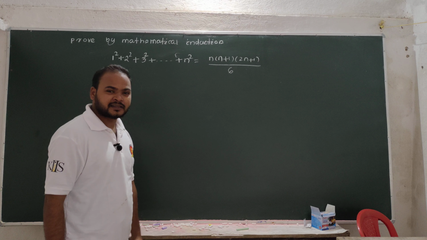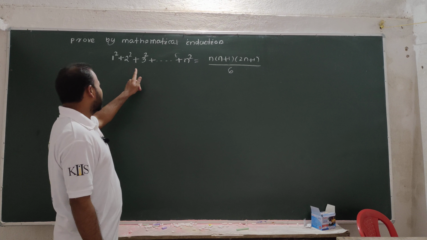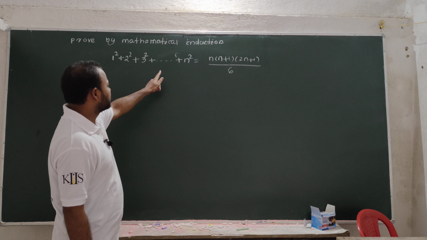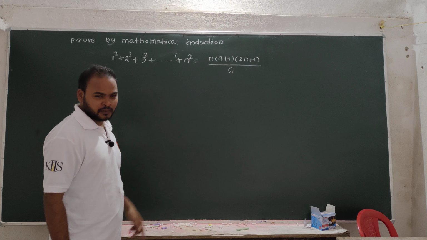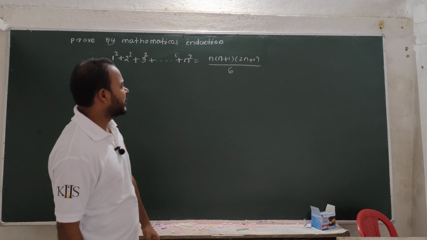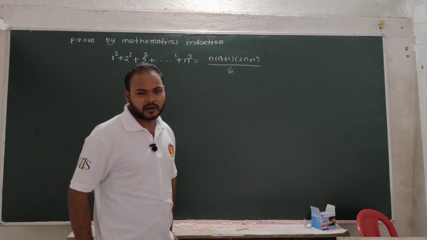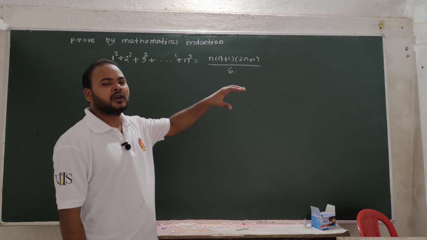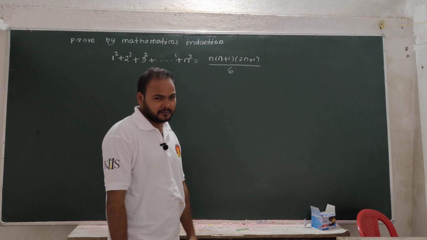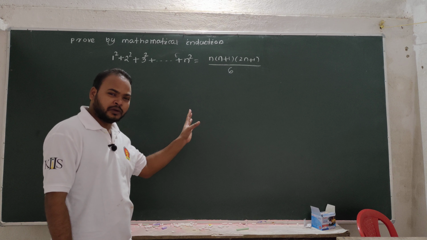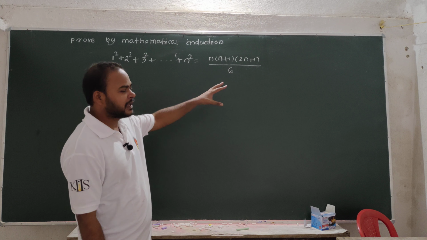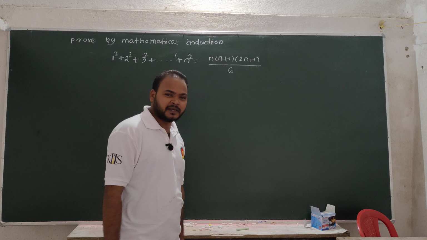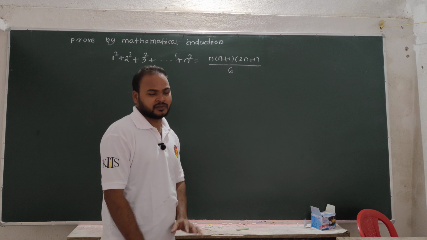1 square plus 2 square plus 3 square up to n square equal to n into n plus 1 into 2n plus 1 upon 6. This formula is also called the sum of squares of natural numbers. We are going to solve this problem by the principle of mathematical induction. So let us start.